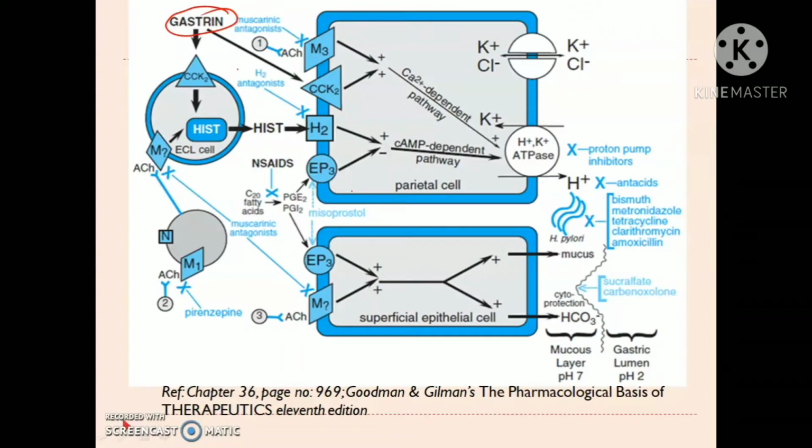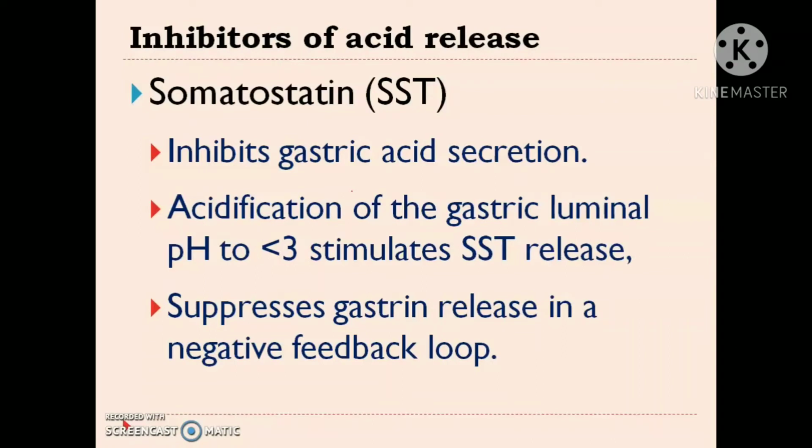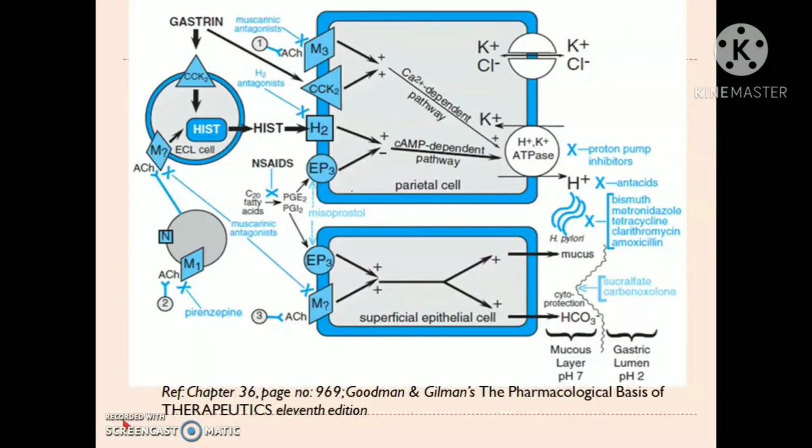Now we will see there are certain factors that inhibit the acid secretion in the gastrointestinal tract, and one such inhibitor is somatostatin. They inhibit gastric secretion. Whenever the pH of the gastric content is less than 3, somatostatin is released, which inhibits the acid secretion by a negative feedback loop mechanism.